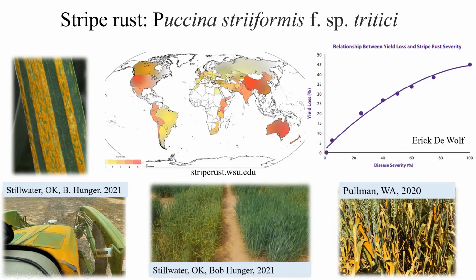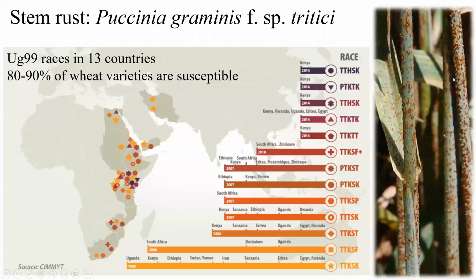And in this heat map, I am showing you the disease incidence, with a warmer color corresponding to higher disease incidence, present in countries like the United States, China, and Australia. Under high disease pressure, this disease can cause up to 45% of yield loss.